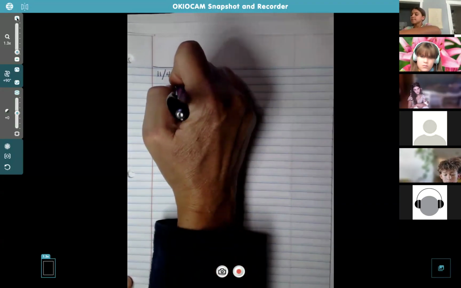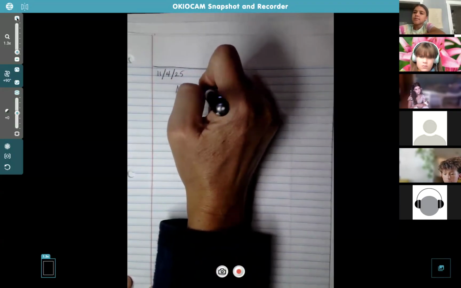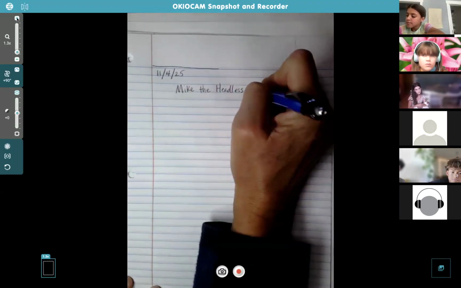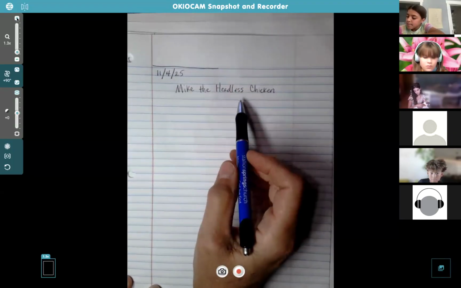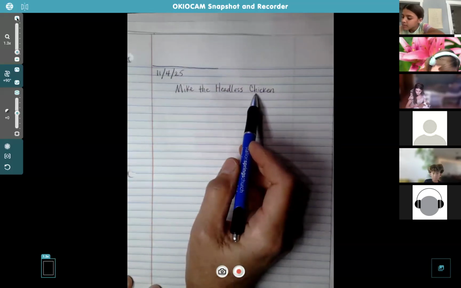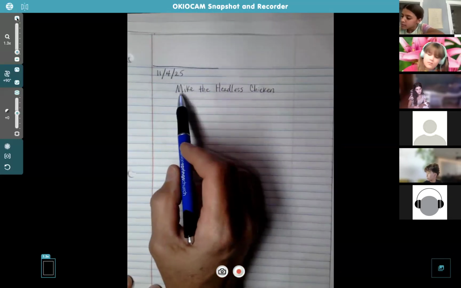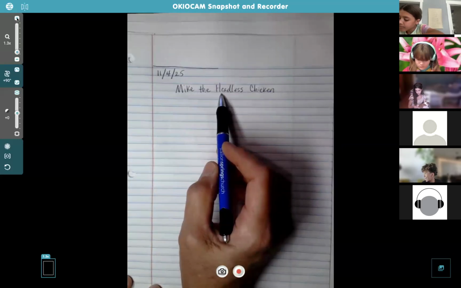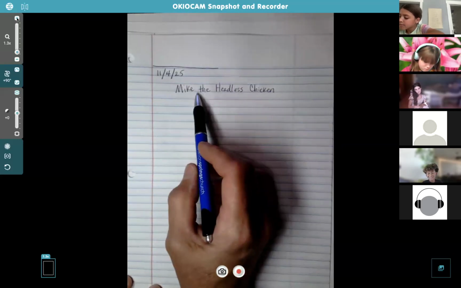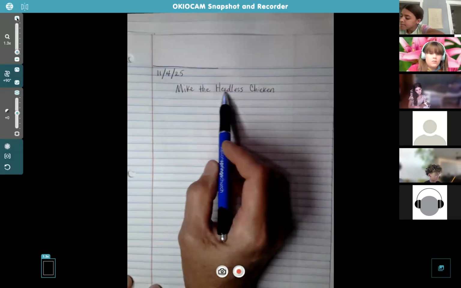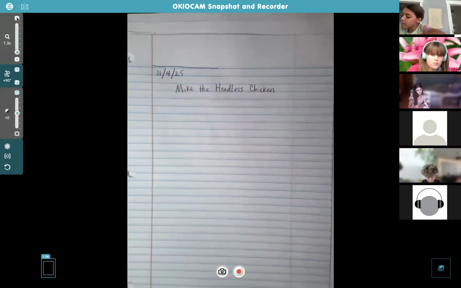This is going to be Mike the Headless Chicken. And by the way, I need to talk to you really quick while you're writing this down. When you have a title for a paper, make sure that you capitalize every single keyword in your title. So Mike gets a capital, Headless gets a capital, Chicken gets a capital. The word the, which is an article, you do not have to capitalize that. But some of you are forgetting to really think about what words are capitalized. And a good rule of thumb is the keywords.